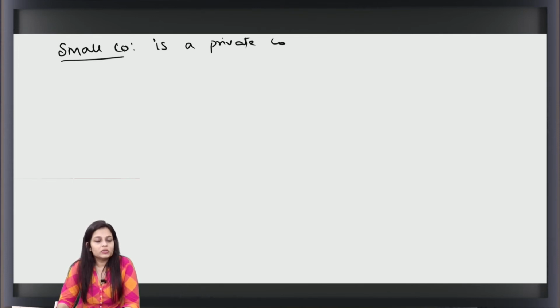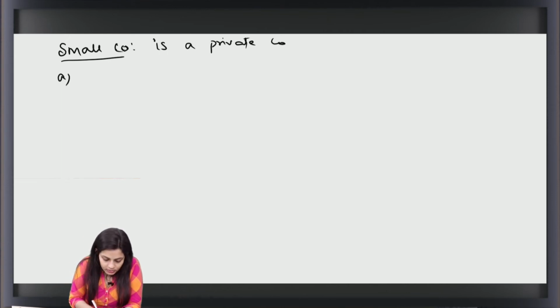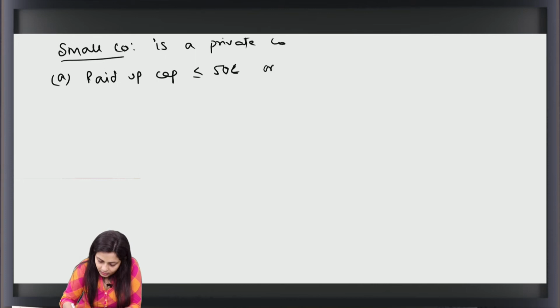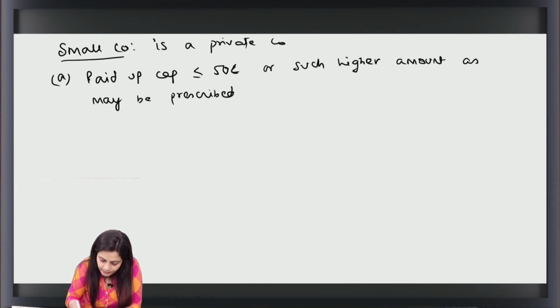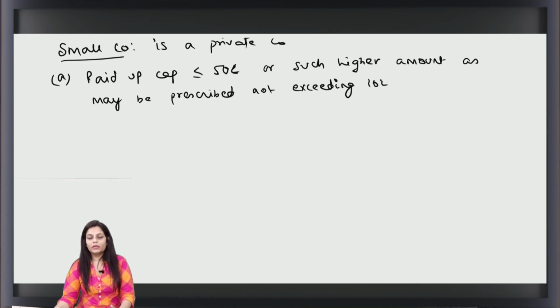Now what is a small company? Section 2 clause 85 defines it. It is a private company, so that means a public company is never a small company, whose paid up capital does not exceed 50 lakh or such higher amount as may be prescribed, not exceeding 10 lakh. Okay, so what does this mean?